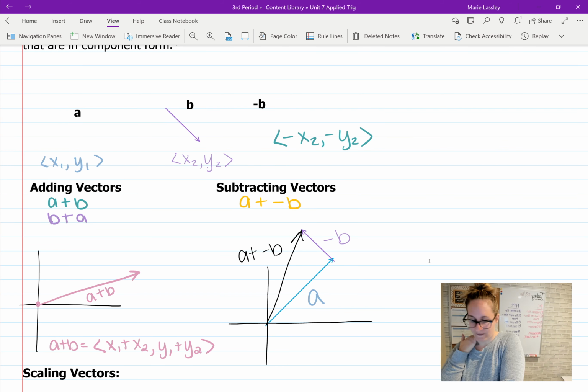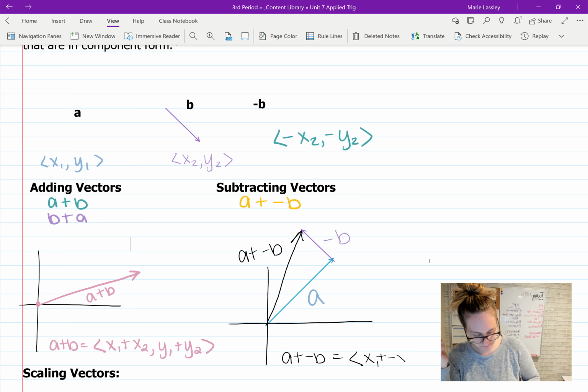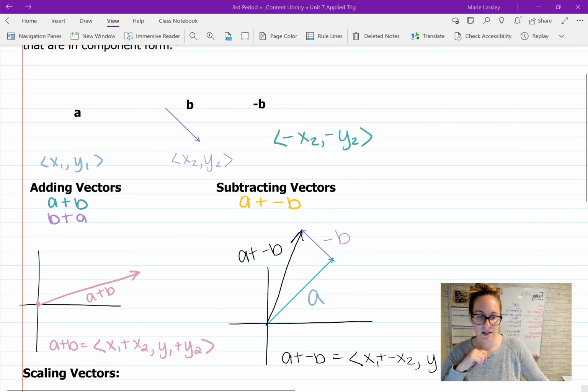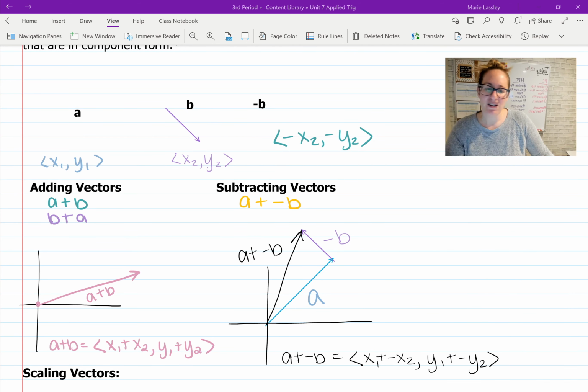So if you're doing the points, I did this in black, so A plus negative B would be x1 plus negative x2, comma, y1 plus negative y2. Oops, you can't see because my head is in the way. But you're just subtracting. So you're subtracting your x's. Even though technically we don't say that we subtract, we just add the negative.